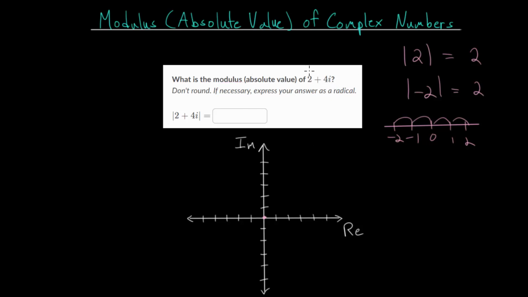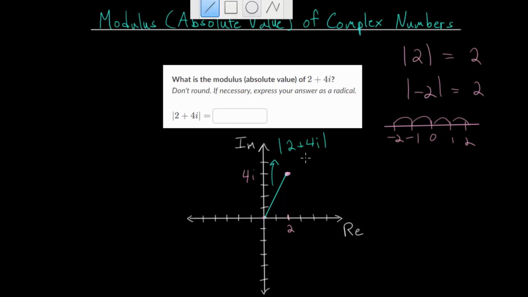So let's start by plotting this point. 2 plus 4i, its real part is 2 right here, and its imaginary part is 4i. So this number is right here in the complex plane. Now, to find its absolute value, we are looking at what is the distance of that point from the origin. So we need to find the length of this line here. And again, we can decompose this into a triangle. In fact, a right triangle.